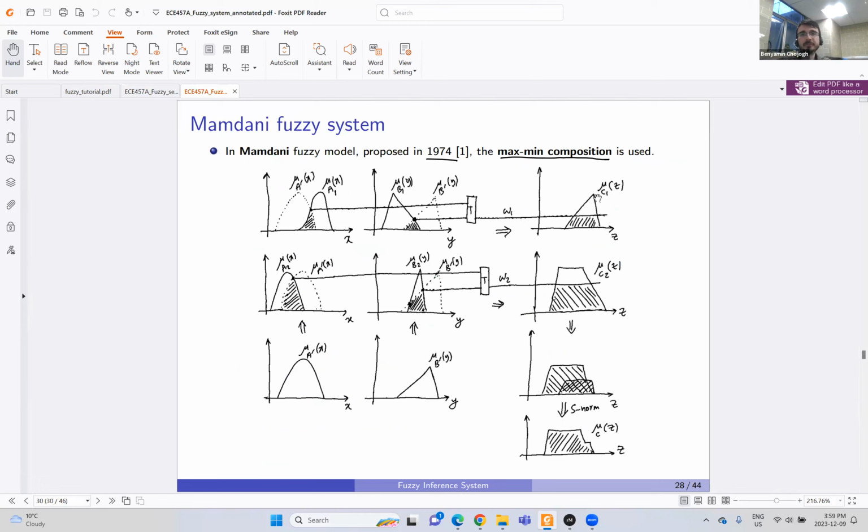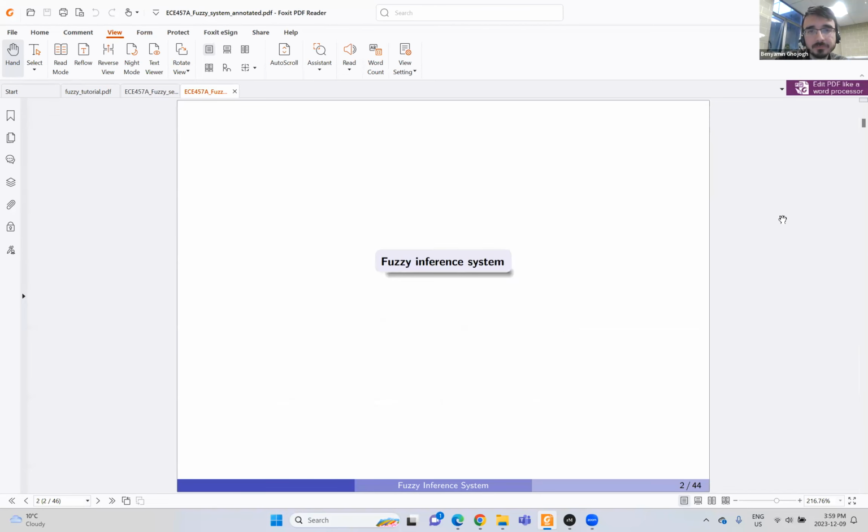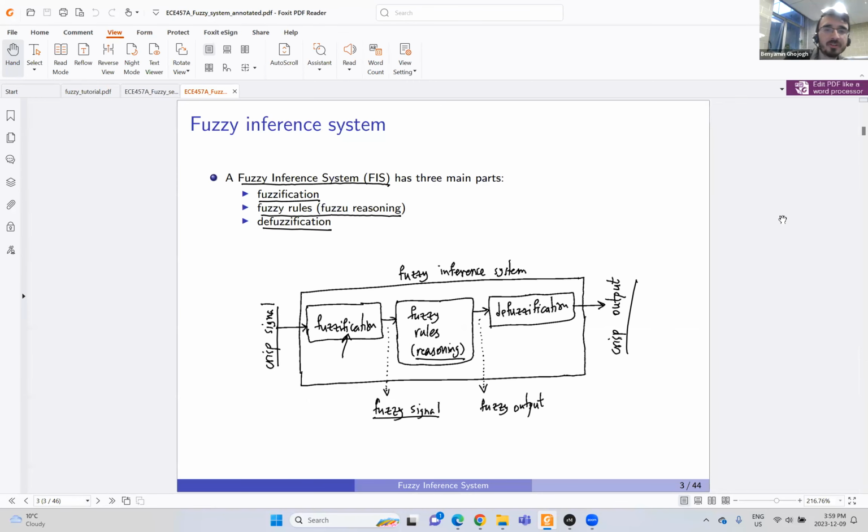Then we went and talked about the fuzzy inference systems. And then we said a fuzzy inference system gets a crisp signal as input and outputs a crisp output, so it has three parts: fuzzification, fuzzy rules or reasoning, and defuzzification. Fuzzification is required to convert crisp signals to fuzzy signals, and defuzzification is required for doing the other way around, to convert fuzzy output to crisp signal. And then we also have fuzzy rules or reasoning in the middle.